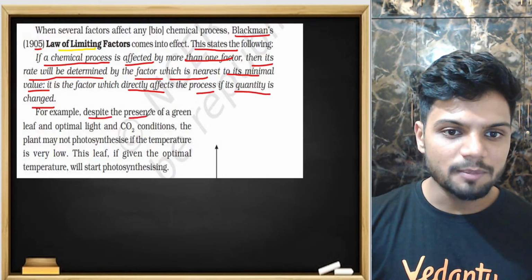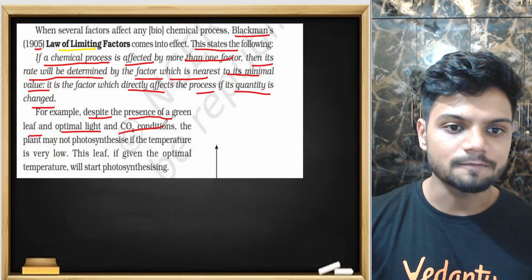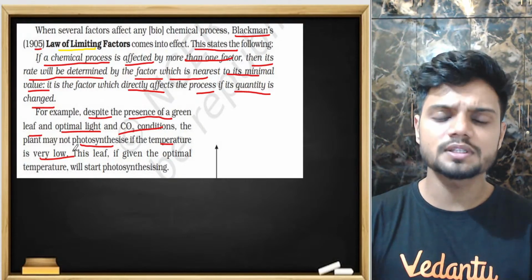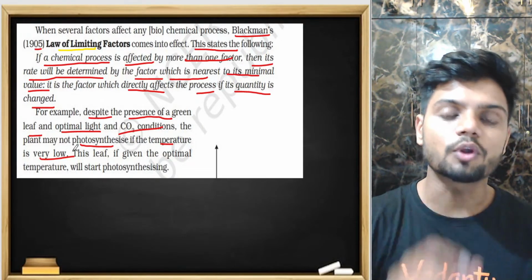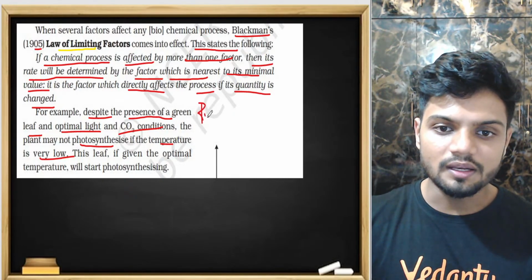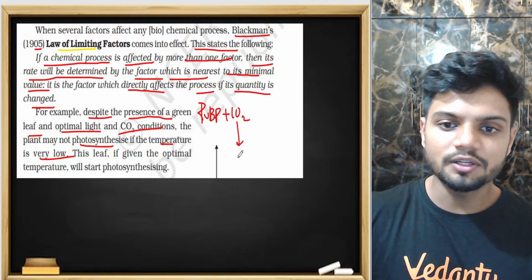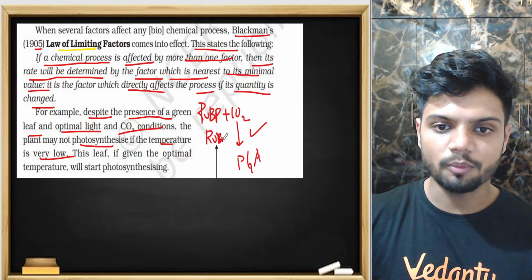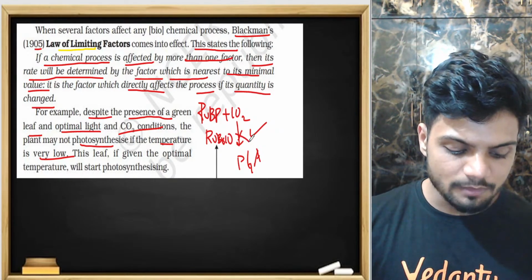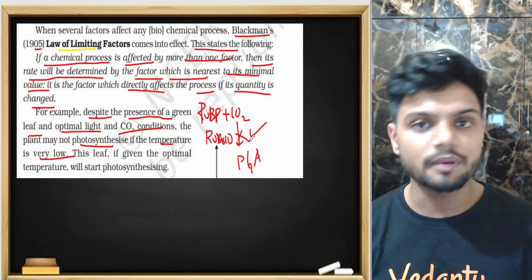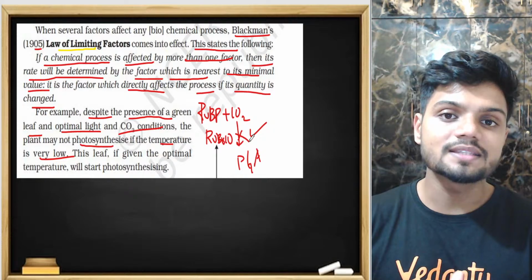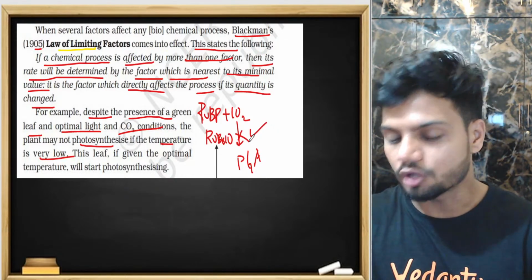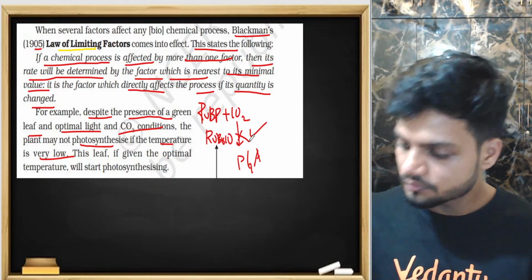For example, despite the presence of green leaf and optimum light and CO2 conditions, the plant may not photosynthesize if temperature is very low. Obviously, if temperature is very low, the plant will not be able to photosynthesize. Why? Because if Rubisco enzyme is not working properly, tell me, can RuBP take up CO2 and convert it to PGA? Will this happen? If Rubisco enzyme is not functioning properly, this will never happen. And Rubisco enzyme will only work properly at the proper optimum temperature. Because you know from the biomolecules chapter, every single enzyme has a very specific temperature called optimum temperature at which the enzymes work. Clear all of you? Clear?